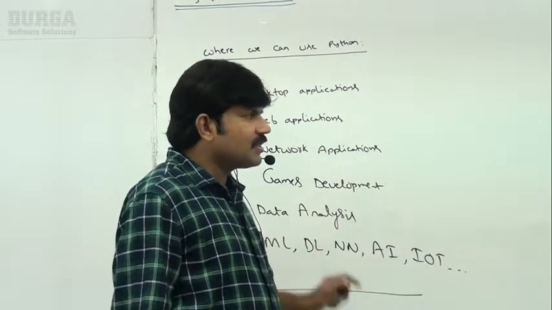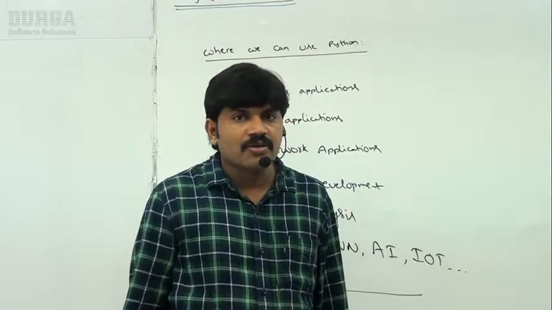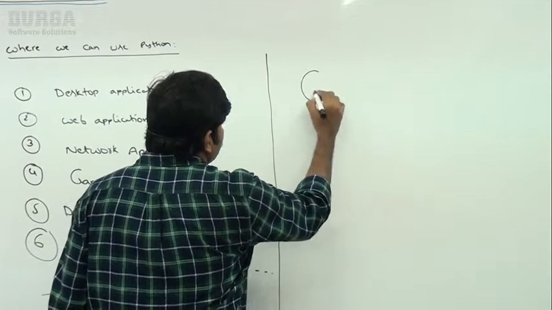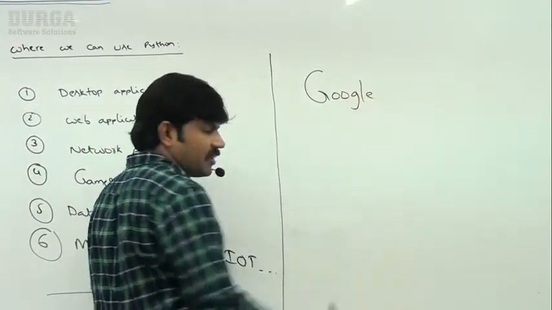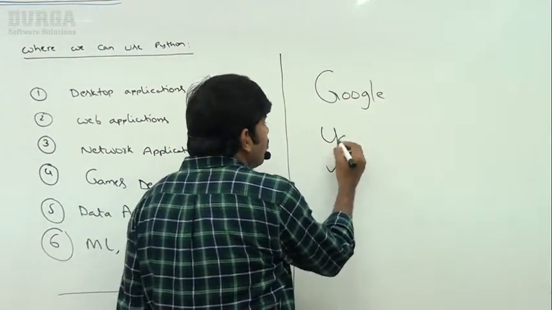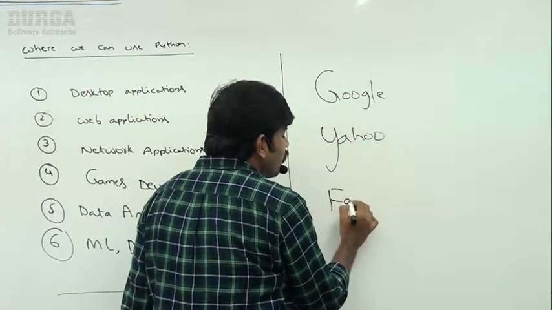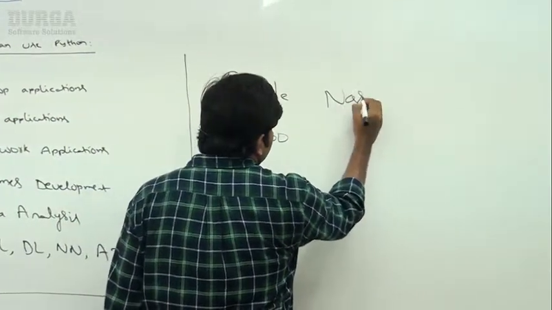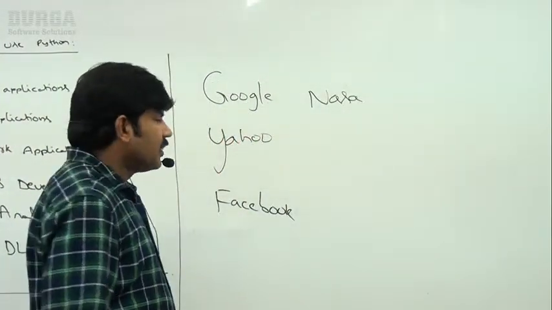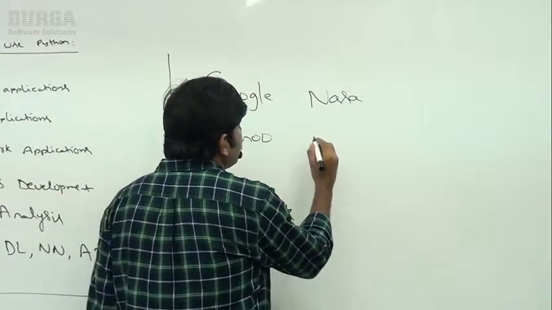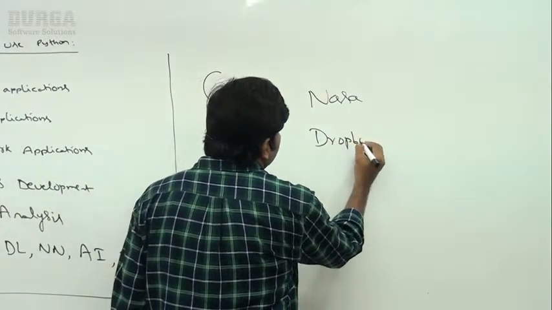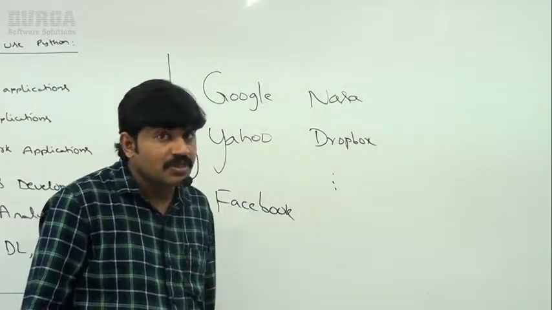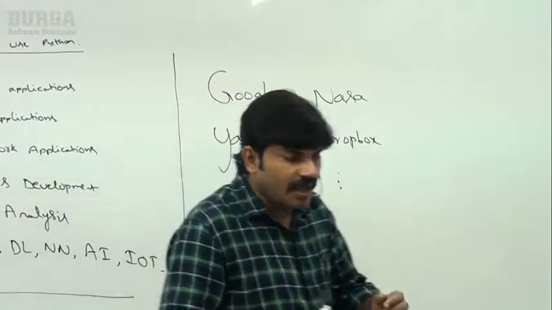Next, which software companies are using Python? Python is used by Google. Yahoo is using Python. Facebook is using Python. NASA itself is using Python. Dropbox is using Python. Netflix too. Multiple companies are using Python.